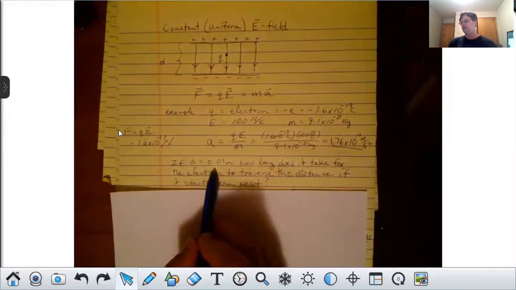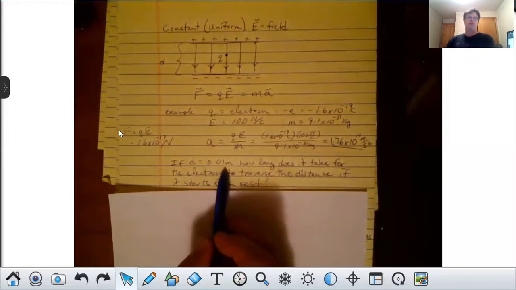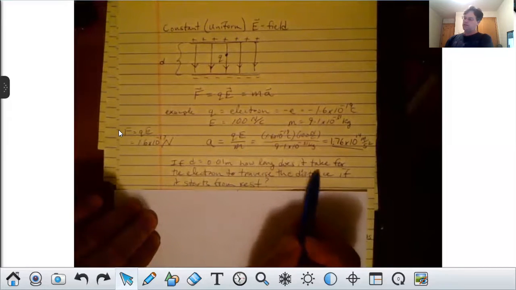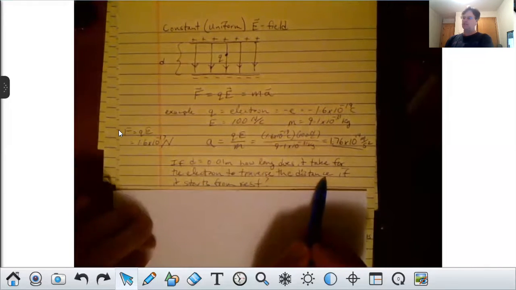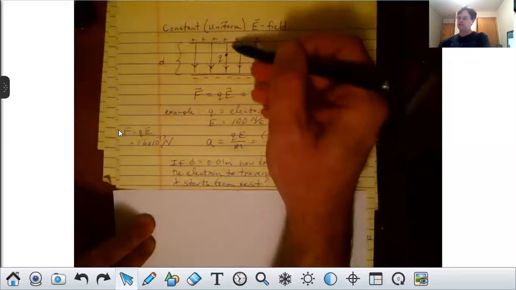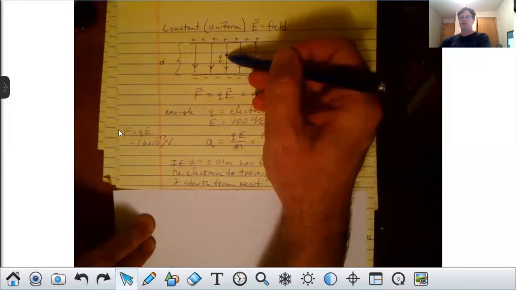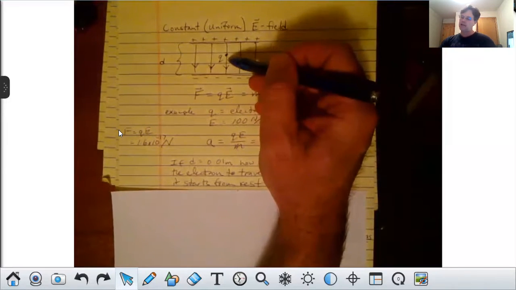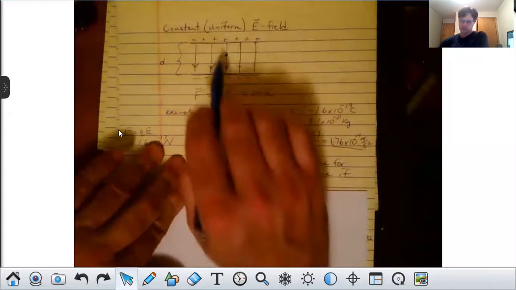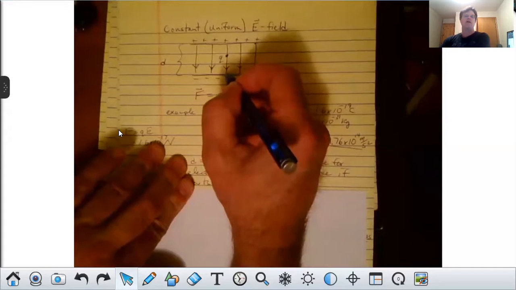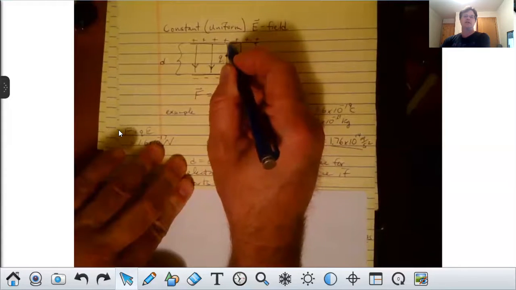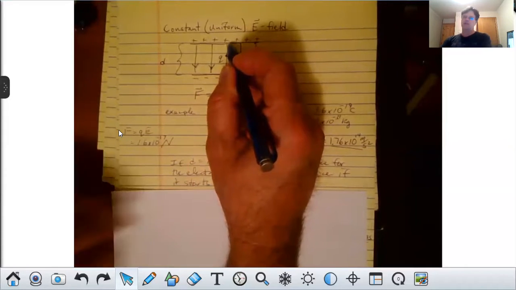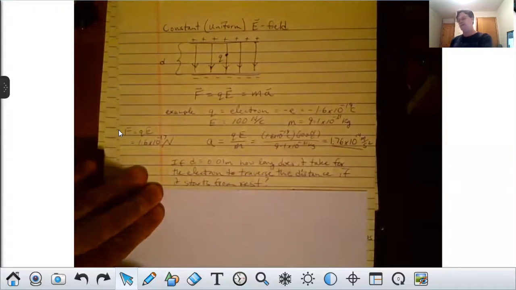Let's say we know the distance between the plates is 0.01 meters, or a centimeter. How much time does it take for the electron to traverse the distance d if it starts from rest? So if it's an electron, it's going to start down here. Remember, the direction of the electric force is the direction a positive test charge would go. If I have an electron, a negative charge, it will go opposite the field. So the electron starts down here, goes opposite the field, accelerates, covers that distance d, and then hits the positive plate. But how much time does it take to do that?